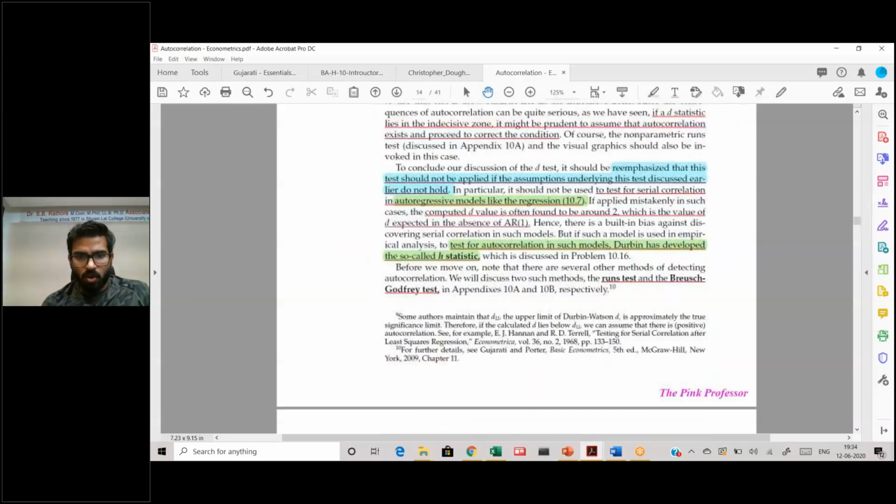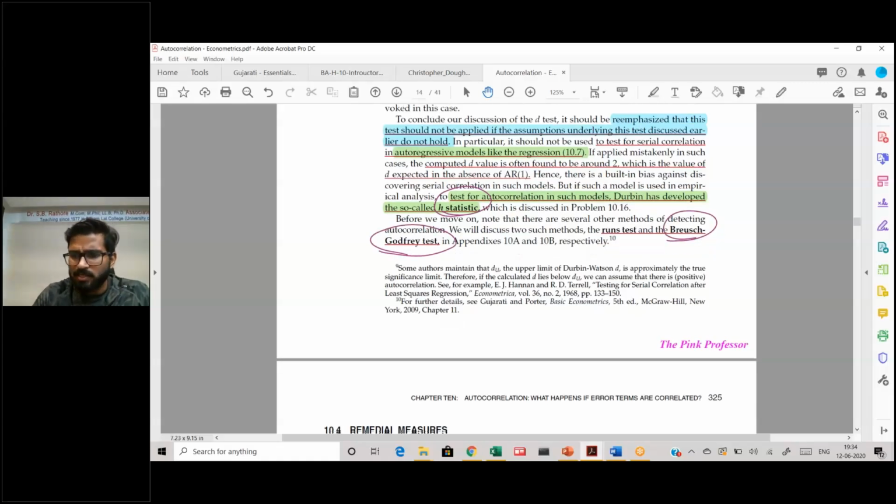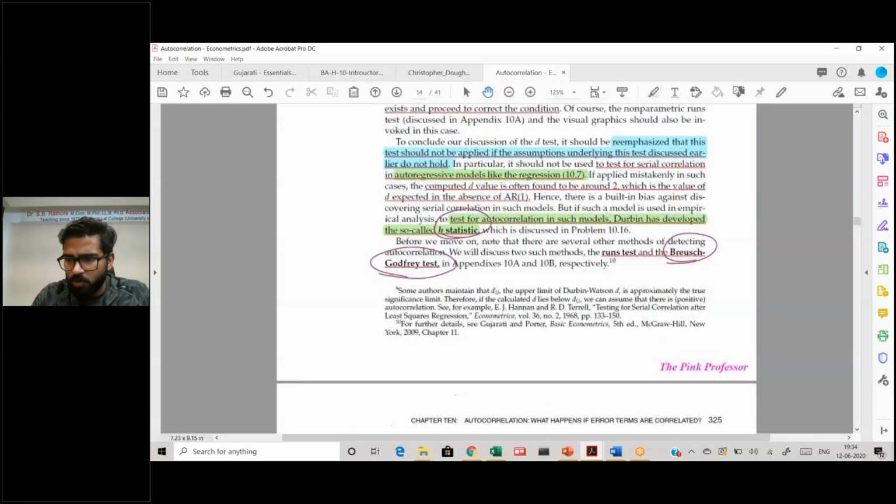Coming to other tests, we also have a Durbin-Watson h test, and a Breusch-Godfrey test. We will see these two tests as well. Let's have a look at these two tests.